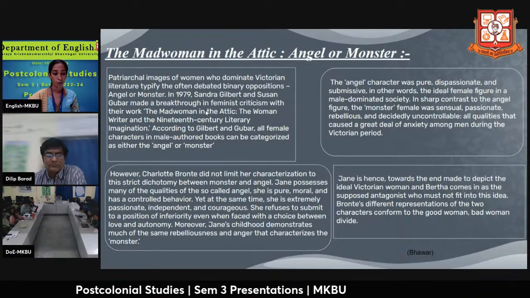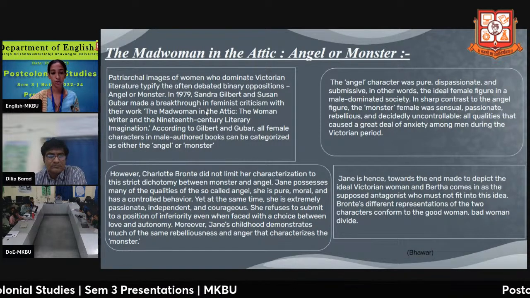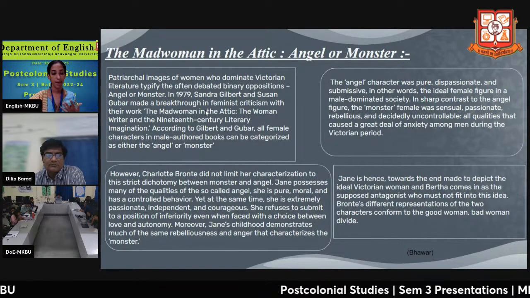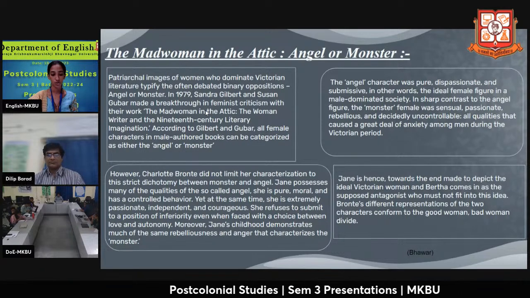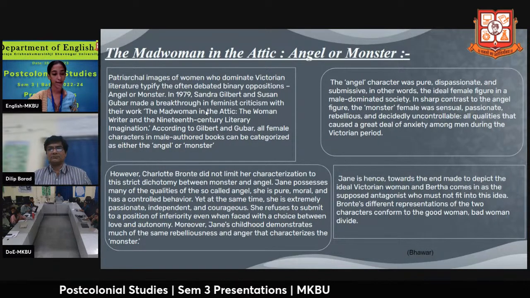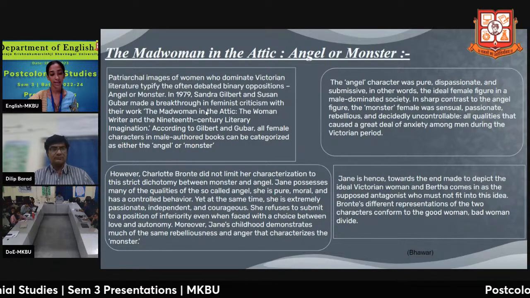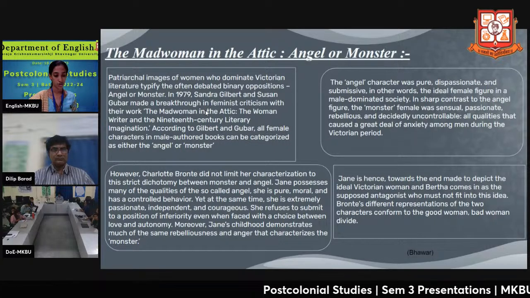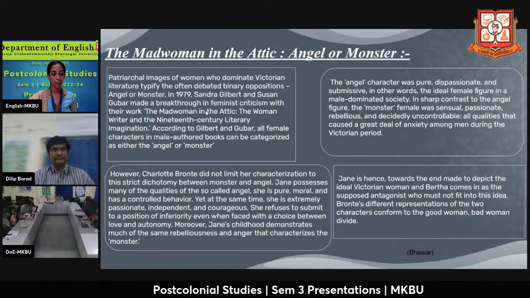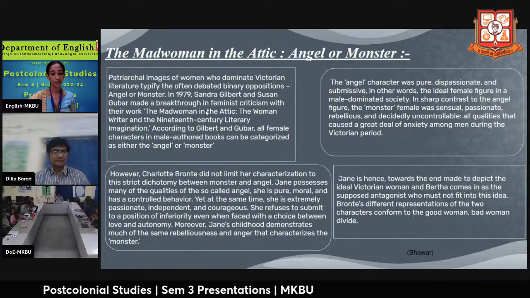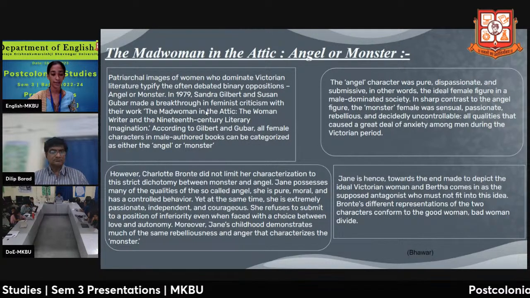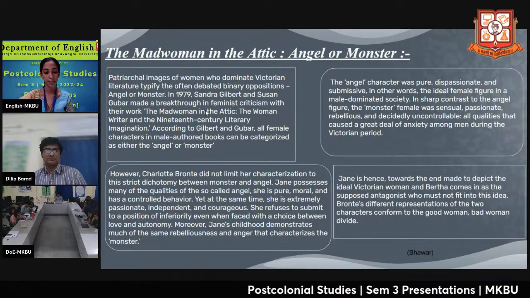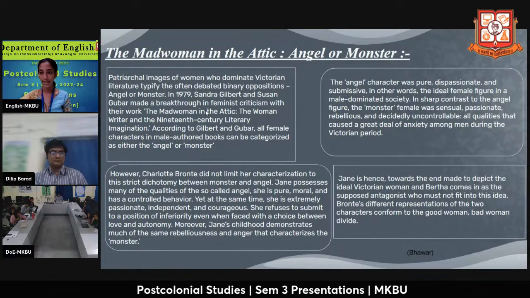However, Charlotte Bronte did not limit her characterization to this strict dichotomy between monster and angel. Jane possesses many of the qualities of the so called angel. She is pure, moral, and has controllable behavior. Yet, at the same time, she is extremely passionate, independent, and courageous. She refuses to submit to a position of inferiority even when faced with a choice between love and autonomy. Moreover, Jane's childhood demonstrates much of the same rebelliousness and anger that characterizes the monster.